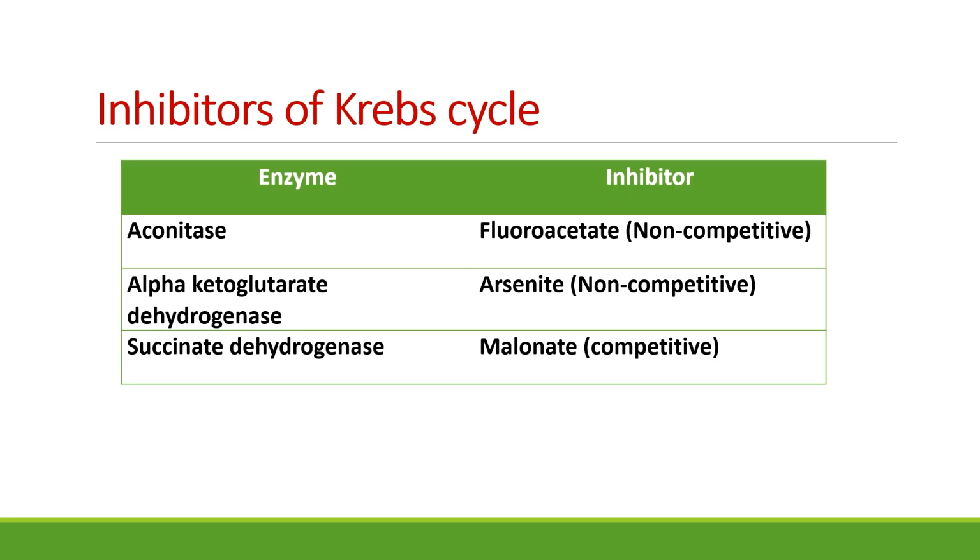Then, inhibitors of Krebs cycle. There are some important inhibitors of the TCA cycle, which are presented in this table. The enzyme and inhibitor are mentioned over here. Here it is aconitase and the inhibitor is fluoroacetate, which is a non-competitive inhibitor. Next we have alpha ketoglutarate dehydrogenase, which is inhibited by arsenate, a non-competitive inhibitor, and succinate dehydrogenase, which is inhibited by malonate, which is a competitive inhibitor.